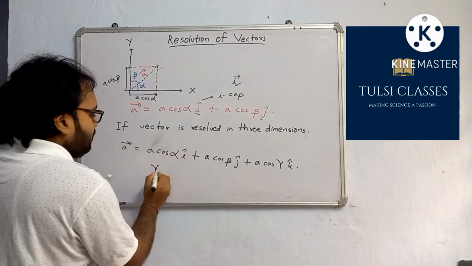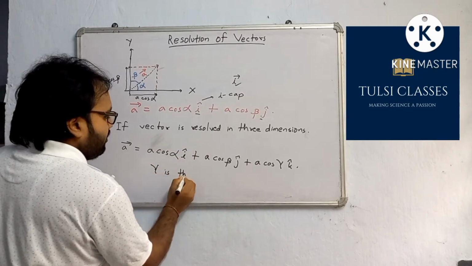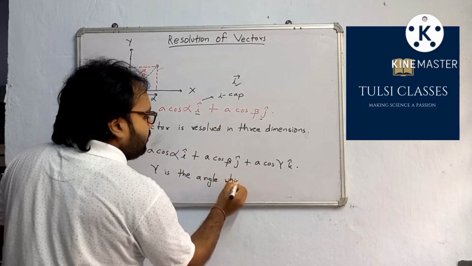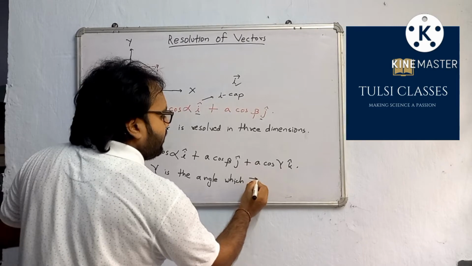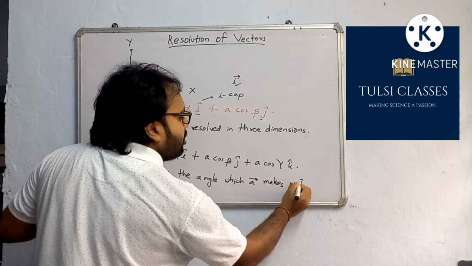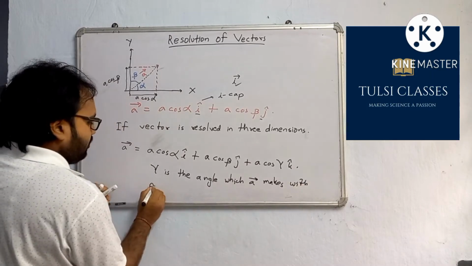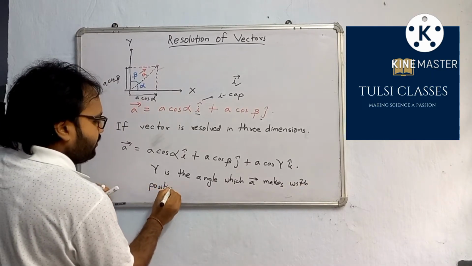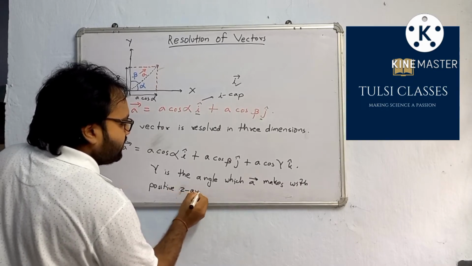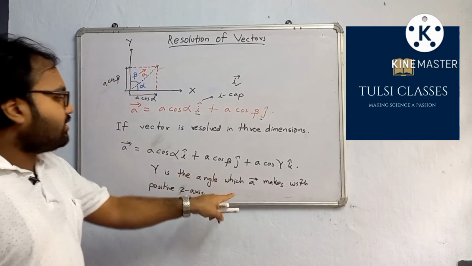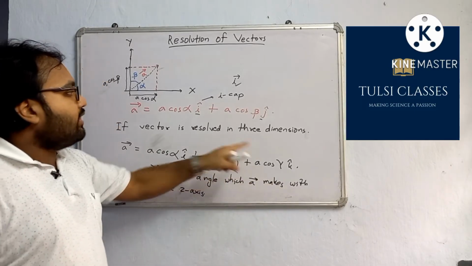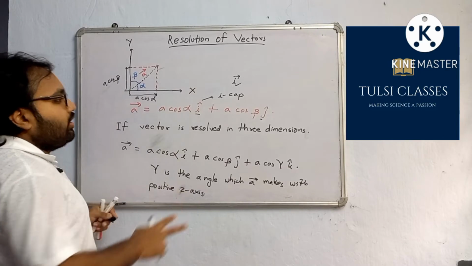Gamma is the angle which vector A makes with the positive z axis, and k cap is the unit vector along the z axis. So you can resolve the vector where it is used.